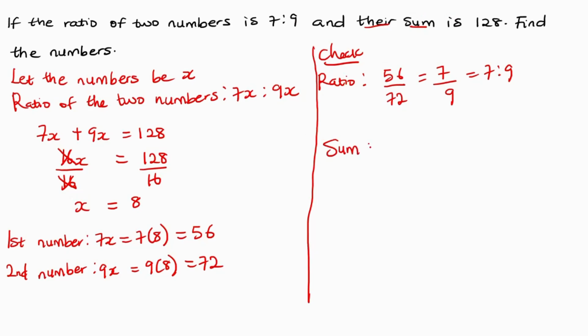And their sum, so for the sum of the two numbers, we have it to be 56 plus 72, which is going to give us 6 plus 2, 8, 5 plus 7 is 12, and it's going to give us 128. So guys, we have been able to find the two numbers right here. So this is how you can actually solve questions on ratio and proportion.